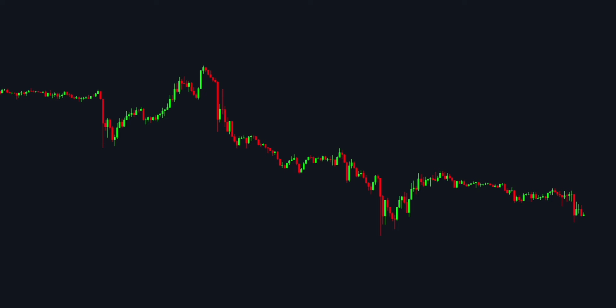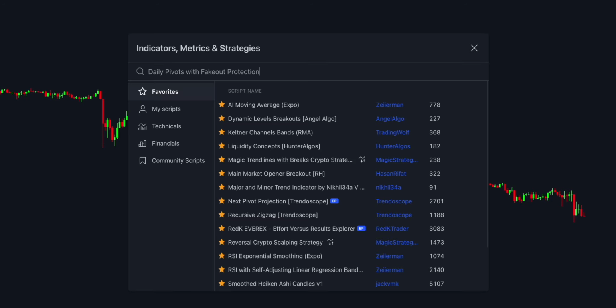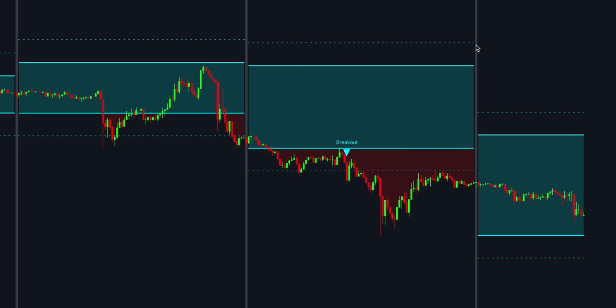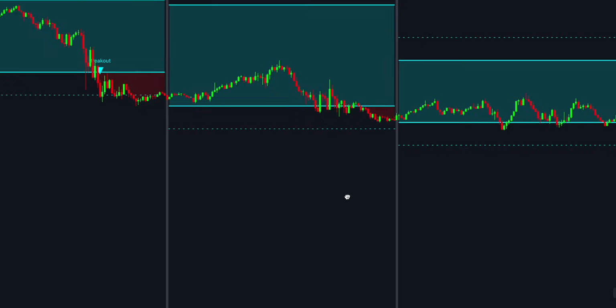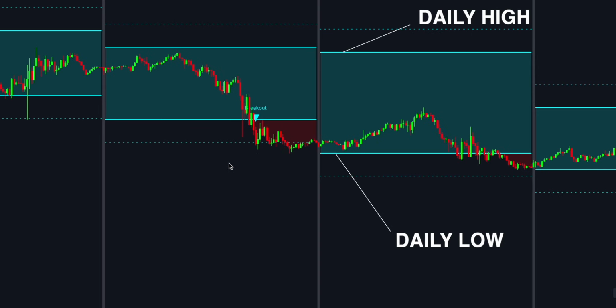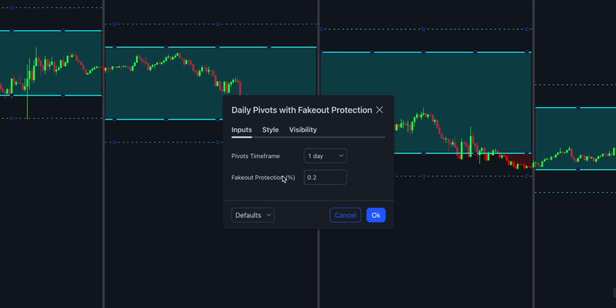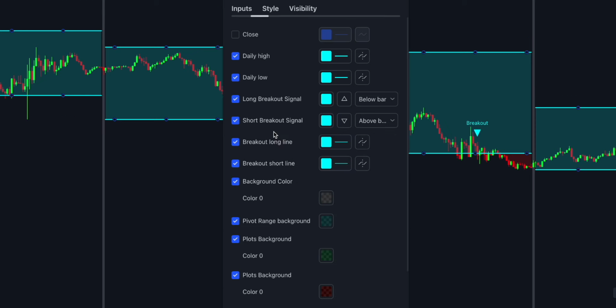To add the first indicator to the chart, open the Indicators menu and search for Daily Pivots with Fake-Out Protection by Cyatophyllum. This indicator helps identify potential breakout points in the market where the price could start moving strongly in one direction. It does this by marking daily high and low prices and adding a layer of fake-out protection to avoid false signals. Fake-out protection can be adjusted in the indicator's inputs. Since we'll use multiple confirmations before opening a trade, we don't really need fake-out protection. So I suggest setting this number to 0. In the Indicators Style section, I recommend hiding the plots and the background to make the chart neater.